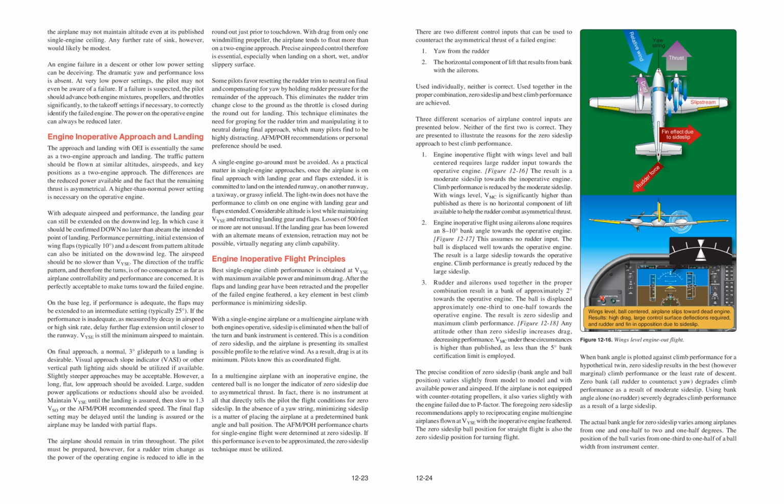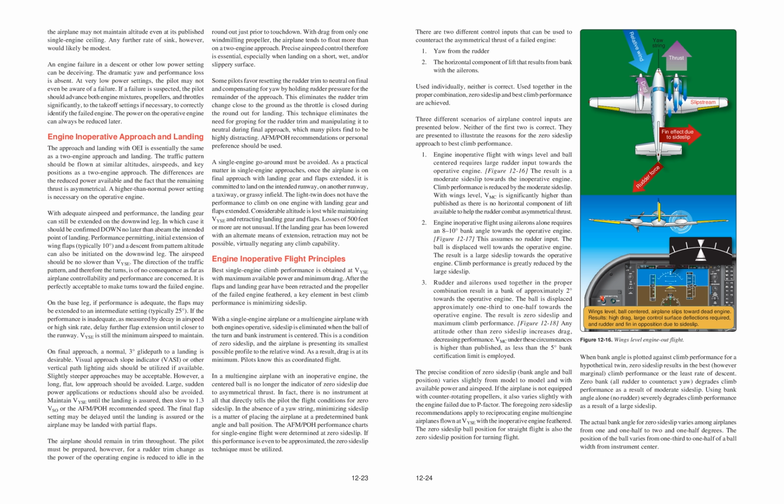On final approach, a normal, 3 degree glide path to a landing is desirable. Visual approach slope indicator, VASI, or other vertical path lighting aids should be utilized if available. Slightly steeper approaches may be acceptable. However, a long, flat, low approach should be avoided. Large, sudden power applications or reductions should also be avoided. Maintain VYSE until the landing is assured, then slow to 1.3 VSO or the AFM/POH recommended speed.